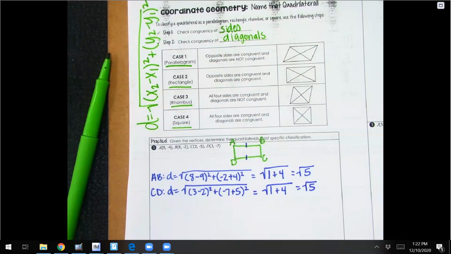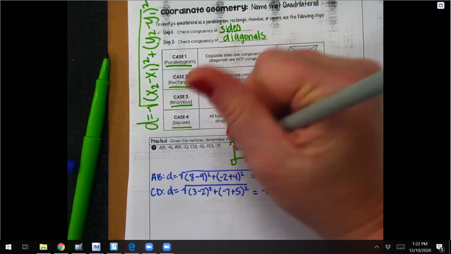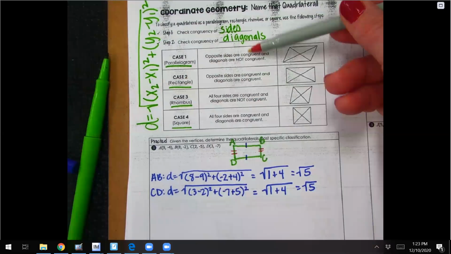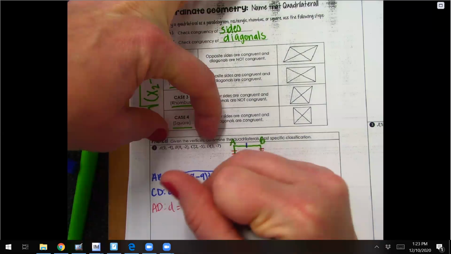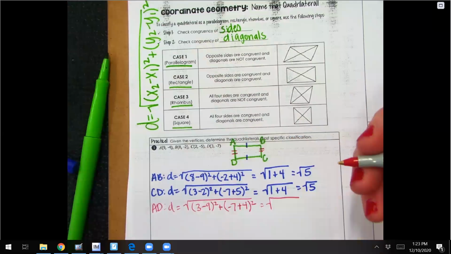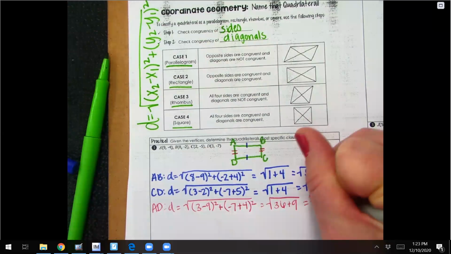Now we need to check the other 2 sides. So I'm going to compare AD and BC. Now, if they're all the same, that means either case 3 or case 4 are different, then it could be case 1 or 2. So let's look. I'm going to do AD first. So the distance for AD is 3 minus 9, squared, plus negative 7 minus negative 4, squared. What's 3 minus 9? Negative 6 squared is 36. Negative 7 plus 4 is negative 3, squared is 9. 36 plus 9 is 45. So do we have a square? No, it can't be a square, because that was different.